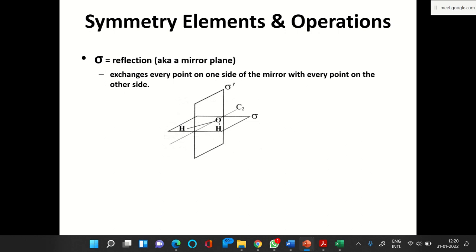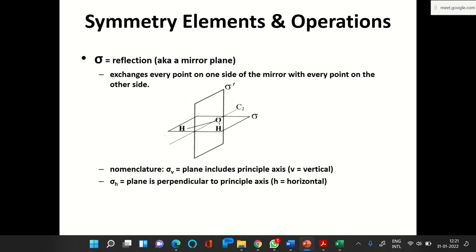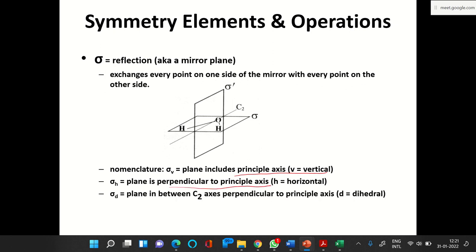In case of water you have two symmetry planes, you can visualize this. One is the plane shown in the picture, having all three atoms in that plane. Another one is cutting through the oxygen, with the two hydrogen atoms along the sides. In the nomenclature, a plane that includes the principal axis is called a vertical plane. If the plane is perpendicular to the principal axis, it is called a horizontal plane. The dihedral plane is something that bisects the angle between two axes. So this is a plane which bisects the angle created by two C2 axes, and that is called a dihedral plane, okay?